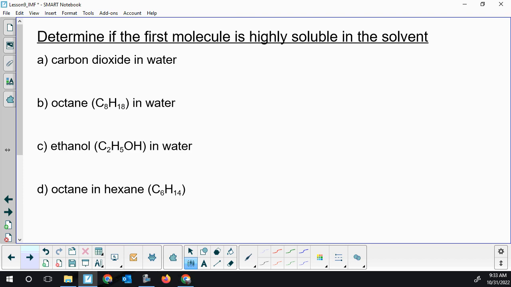So I'd like you to determine whether the pairing I've put up is going to be highly soluble. You may need to do some drawing. Think of the forces. We've got carbon dioxide in water. We've got octane, where I've given you the formula of it, in water. You've got ethanol in water, and you've got octane in hexane.